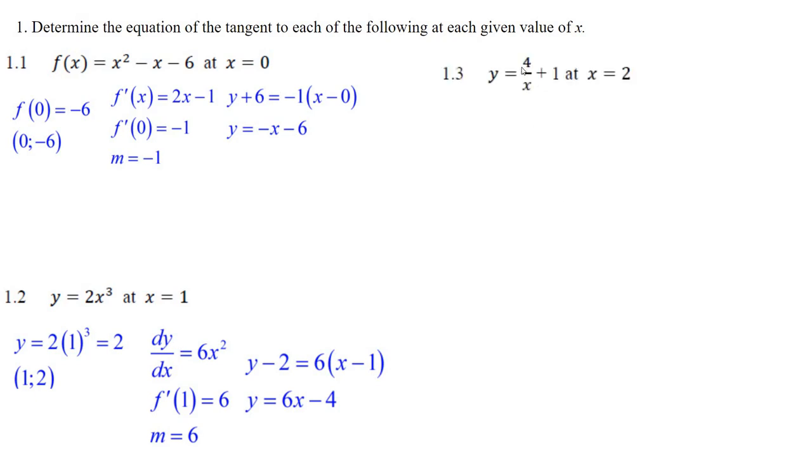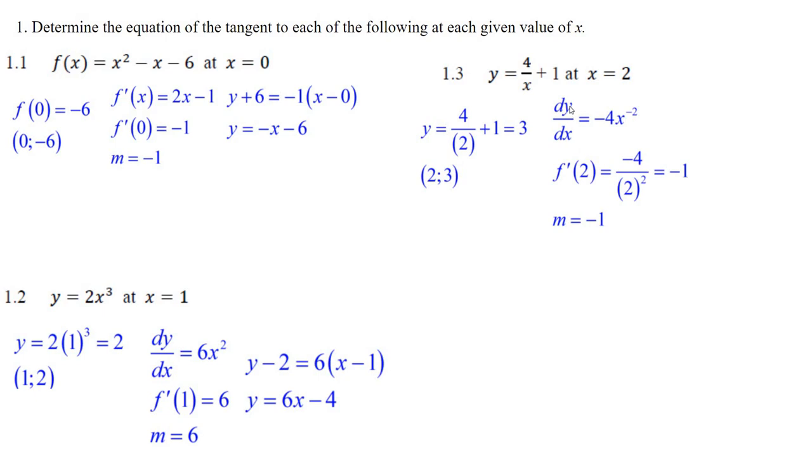Okay, let's look at the next question. It's a little bit harder, but it's easy actually to put 2 in there. 4 divided by 2 is 2, plus 1 is 3. So 2 and 3 is the point of tangency. Now, the gradient's a little trickier here because we've got to make it x to the minus 1, 4 times x to the minus 1. We multiply it. It's minus 4 x to the minus 2 when you subtract 1. There is the derivative.